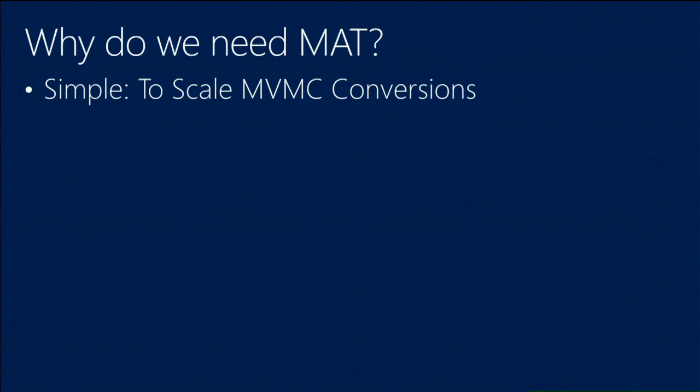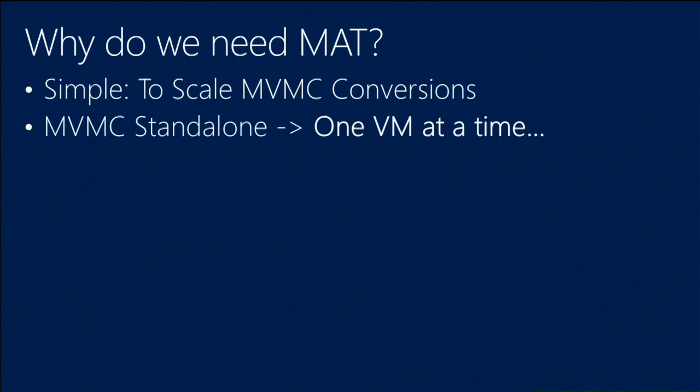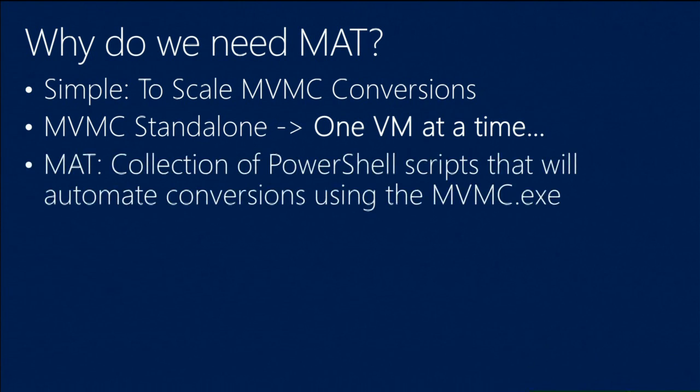And it allows it to effectively achieve conversion simultaneously at scale so you can get your conversion processes and projects done much quicker. So as we said, standalone, it's one at a time. But with MVMC Automation Toolkit, the MAT, we're able to effectively script and build out that scaled migration process. So that's what the MAT is, the MVMC Automation Toolkit.